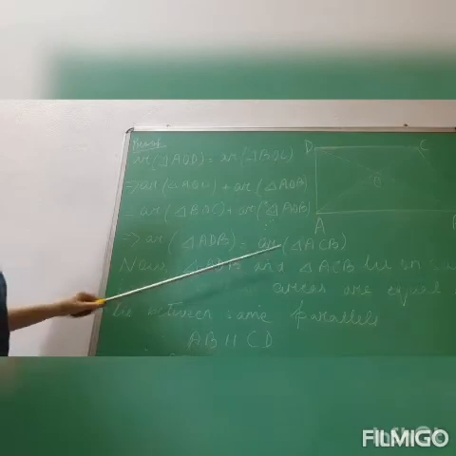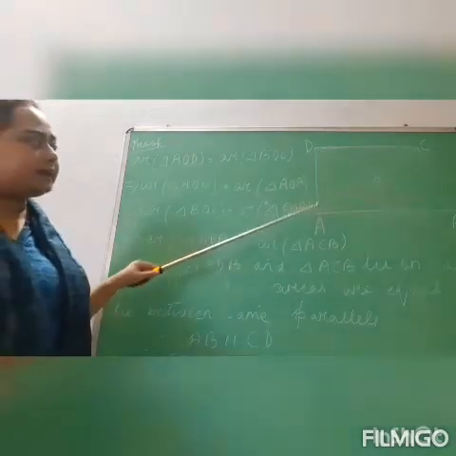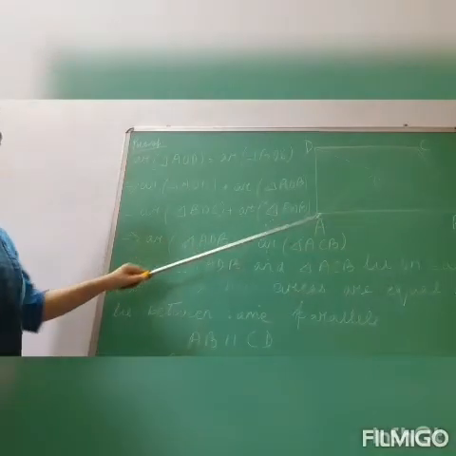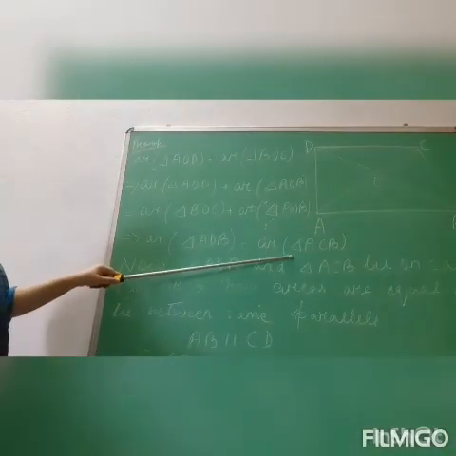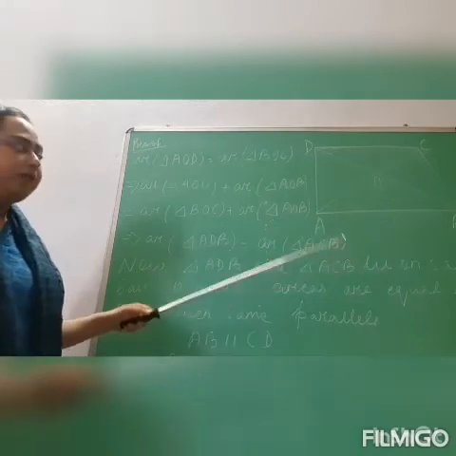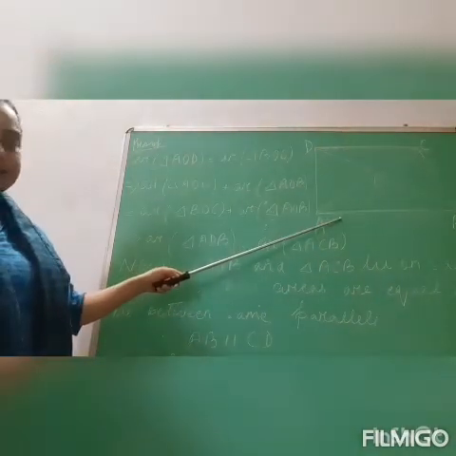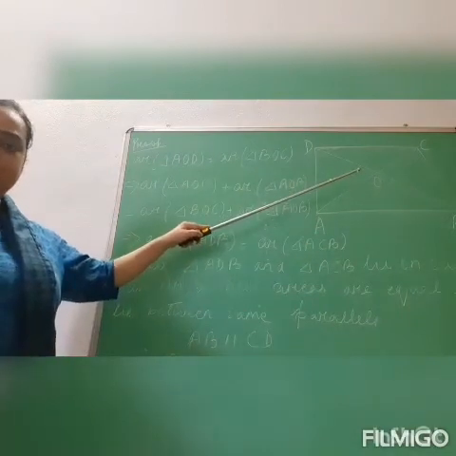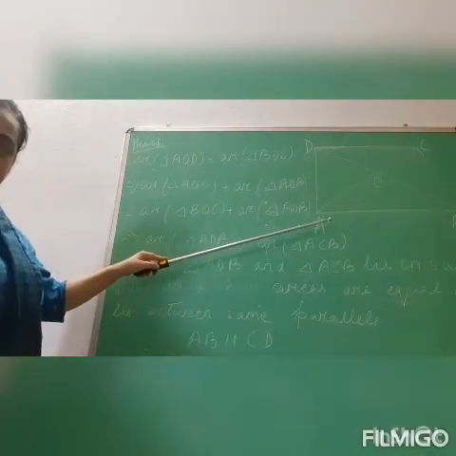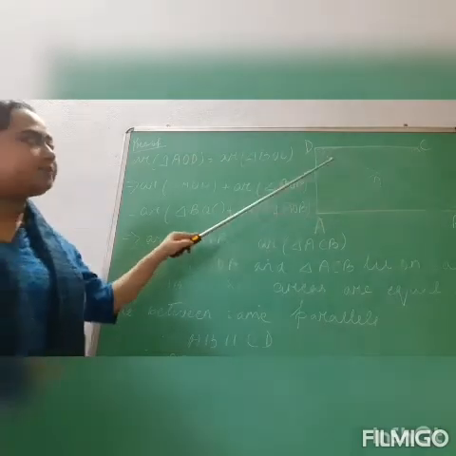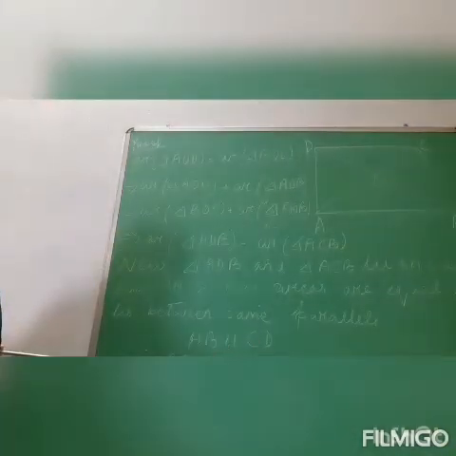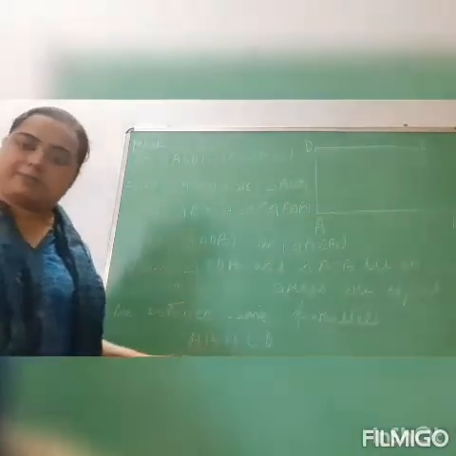Now ADB and ACB both lie on the same base AB, and we have just found out that the areas are equal. So according to theorem 2, we have learned that if they are on the same base and their areas are equal, that means they lie between the same parallels. So AB is parallel to CD, we can say. Therefore, if AB is parallel to CD, I can say that ABCD is a trapezium.